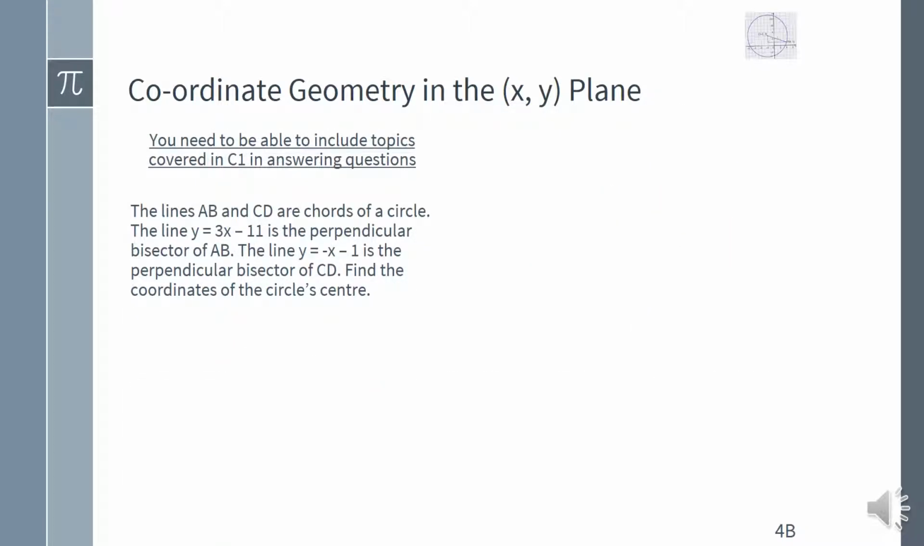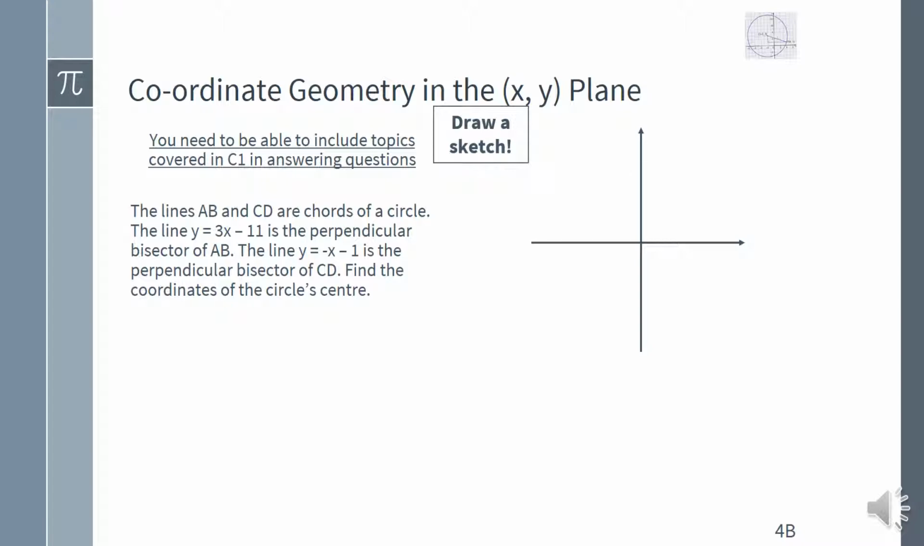The lines AB and CD are chords of a circle. The line y equals 3x minus 11 is the perpendicular bisector of AB. The line y equals minus x minus 1 is the perpendicular bisector of CD. Find the coordinates of the centre of the circle. Well, as we just showed, the perpendicular bisector of the chord goes through the centre of the circle. So if we know the equations, we can hence find the centre.